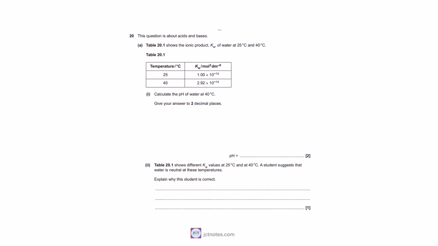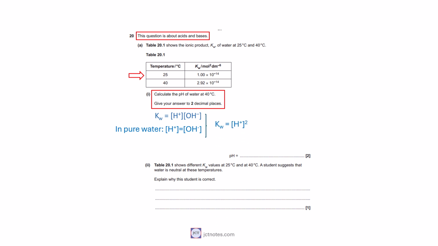Question 20 is about acids and bases. In Part A, we have a table with the ionic product of water at 25 and 40 degrees Celsius. In the first question we are asked to calculate the pH of water at 40 degrees Celsius, giving the answer to 2 decimal places. The ionic product of water is the product of the molar concentration of protons and hydroxyl ions. In pure water, the concentration of both is the same, so the ionic product of water is the square of the concentration of protons.